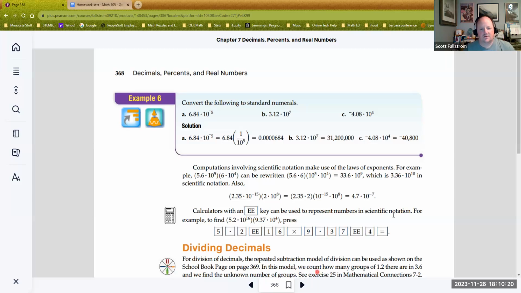Let's see here. Yeah, so here's convert back to standard number. So here's 10 to the negative 5. Think about that. You're dividing by 10 to the 5th. What does that mean? You're making the number much smaller.